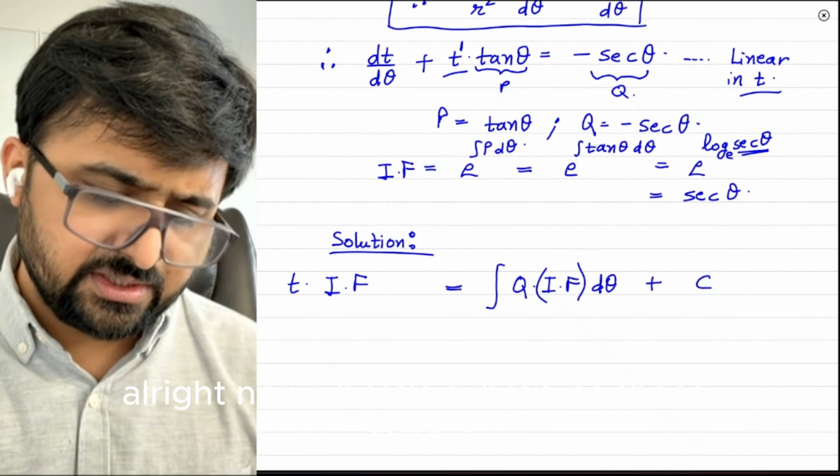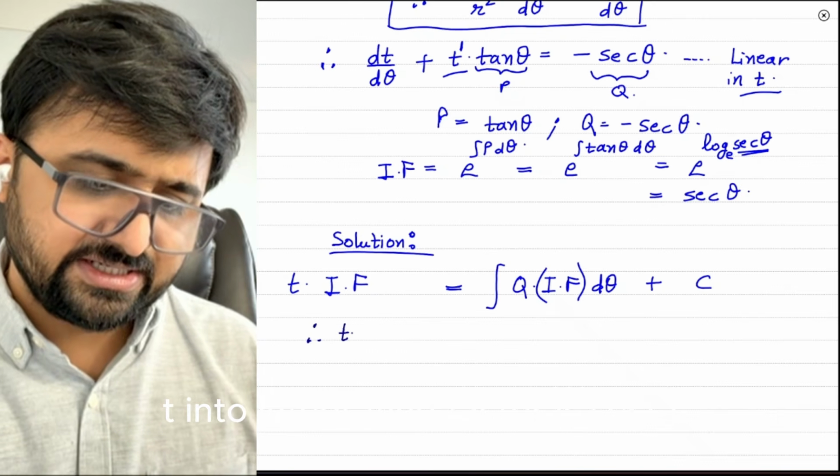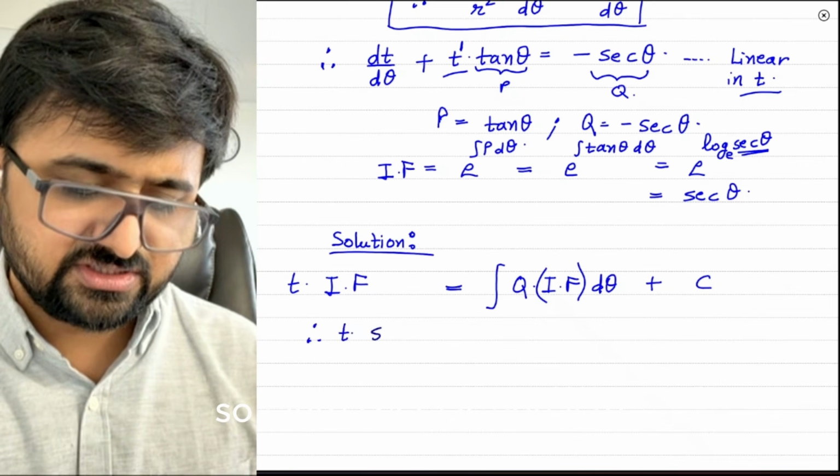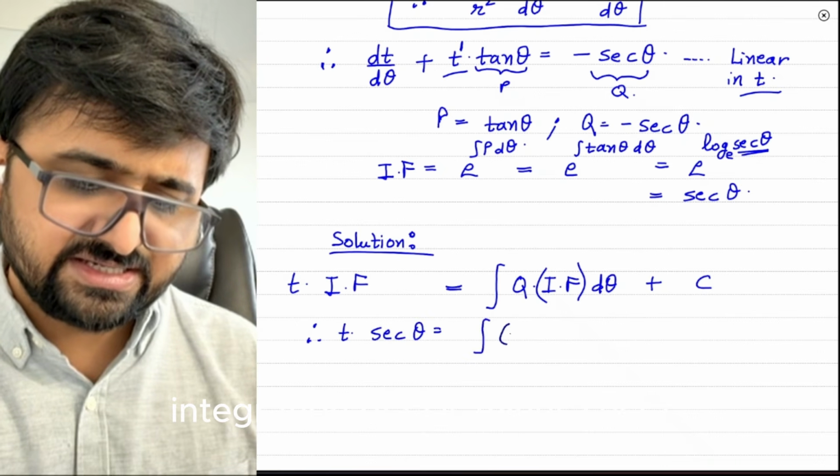All right, now let's substitute those values. t into the integrating factor is t into sec theta, is equal to the integration of q, which is minus sec theta.